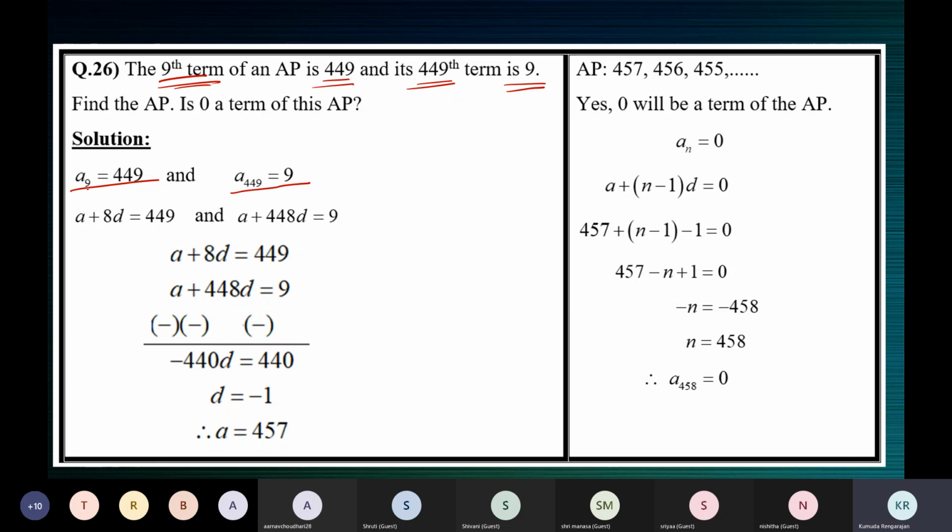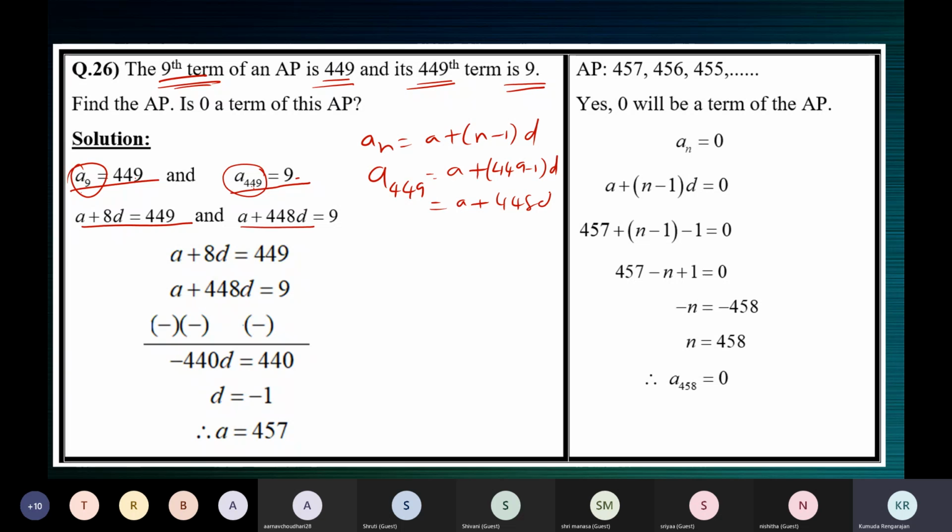So this is how we represent the information symbolically. A9 is 449. Ninth term is 449. 449th term is 9. So A9 means A plus 8D is 449. A449 is A plus 448D, because what is An? An is equal to A plus n minus 1 into D. So A449 is equal to A plus 449 minus 1 into D, that is A plus 448D.